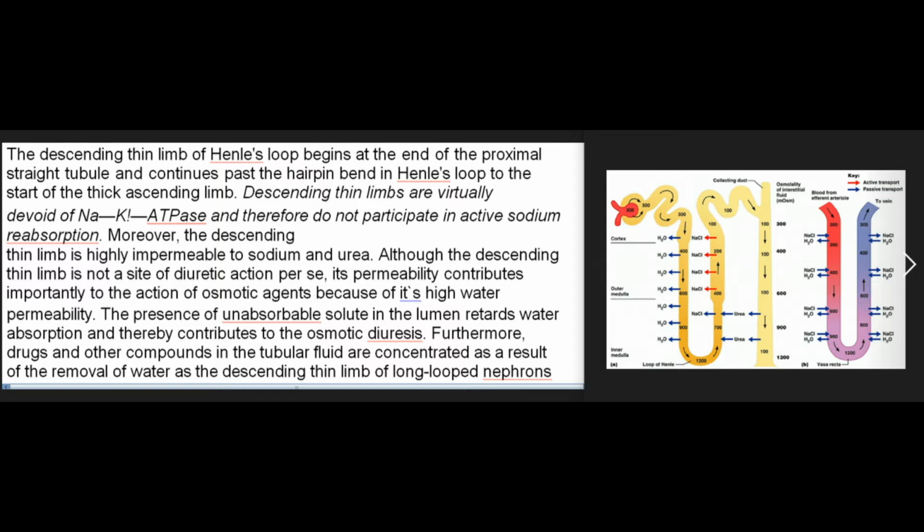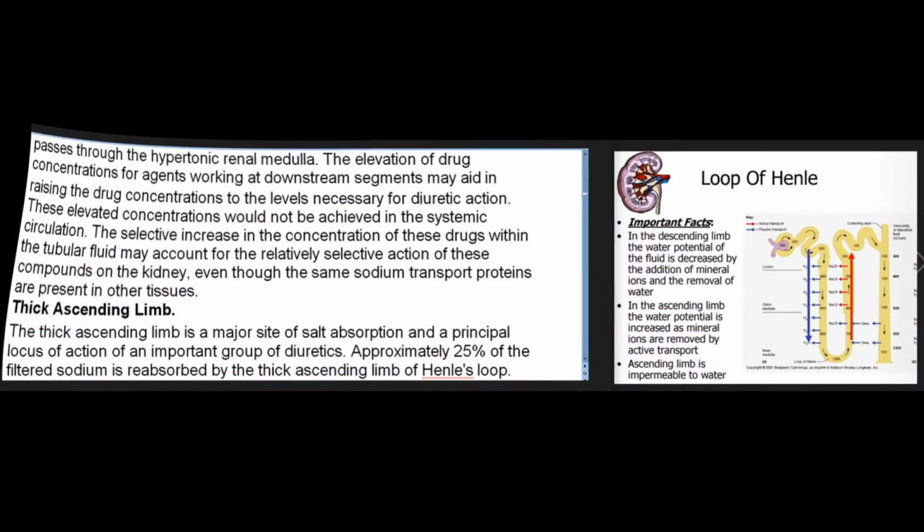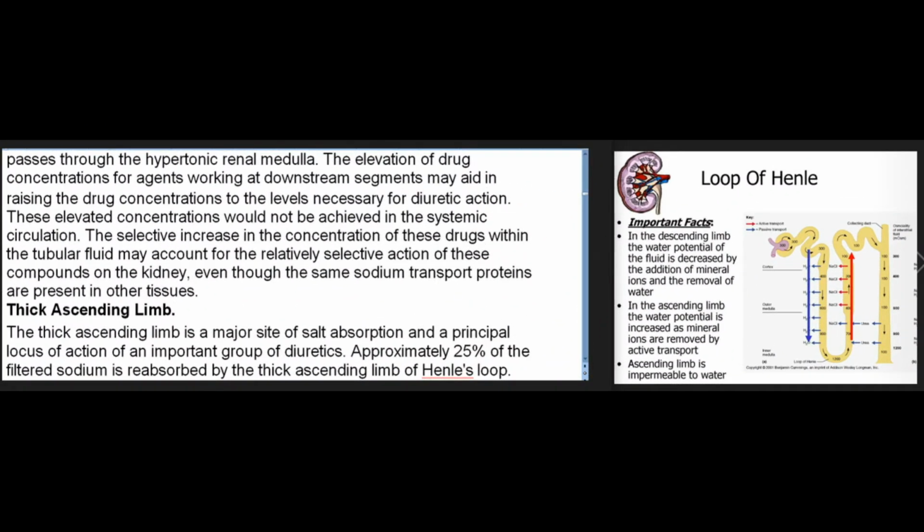The presence of unabsorbable solute in the lumen retards water absorption and thereby contributes to the osmotic diuresis. Furthermore, drugs and other compounds in the tubular fluid are concentrated as a result of the removal of water as the descending thin limb of long-looped nephrons passes through the hypertonic renal medulla. The elevation of drug concentrations for agents working at downstream segments may aid in raising the drug concentrations to the levels necessary for diuretic action. These elevated concentrations would not be achieved in the systemic circulation.